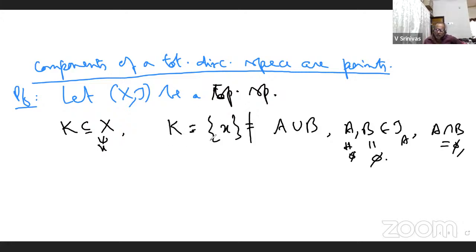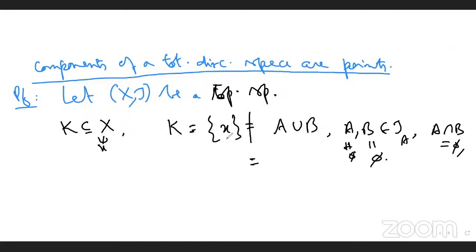Why? Can I write the singleton {x} as a union of two disjoint open subsets? Can I do that? No, because if I can write the singleton as this union, say x is in capital A, because they are disjoint, x cannot be in capital B. There is only one point. So K is formed of x alone. So x will be in A or x will be in B. If x is in A, B will be empty, and B should not be empty.